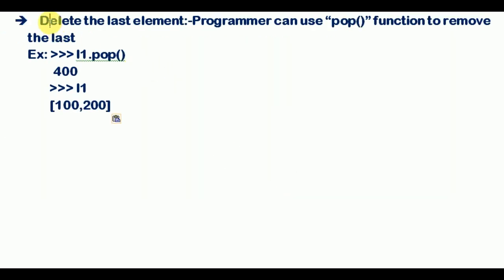Next one is delete the last element. So in the given list the last element we have to remove. So programmer can use pop method or function to remove the last element. Here we use L1 dot pop, and so here L1 contains the list which previously we have seen in the example. Okay, so in that the last element was the 400. So 400 had been removed from the list. Remaining list would be 100 and 200.